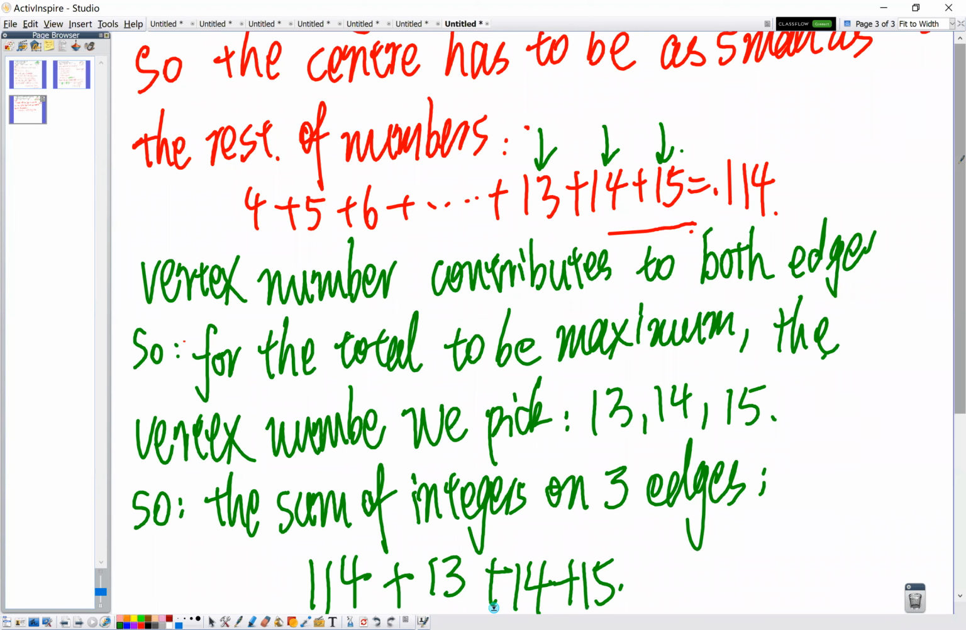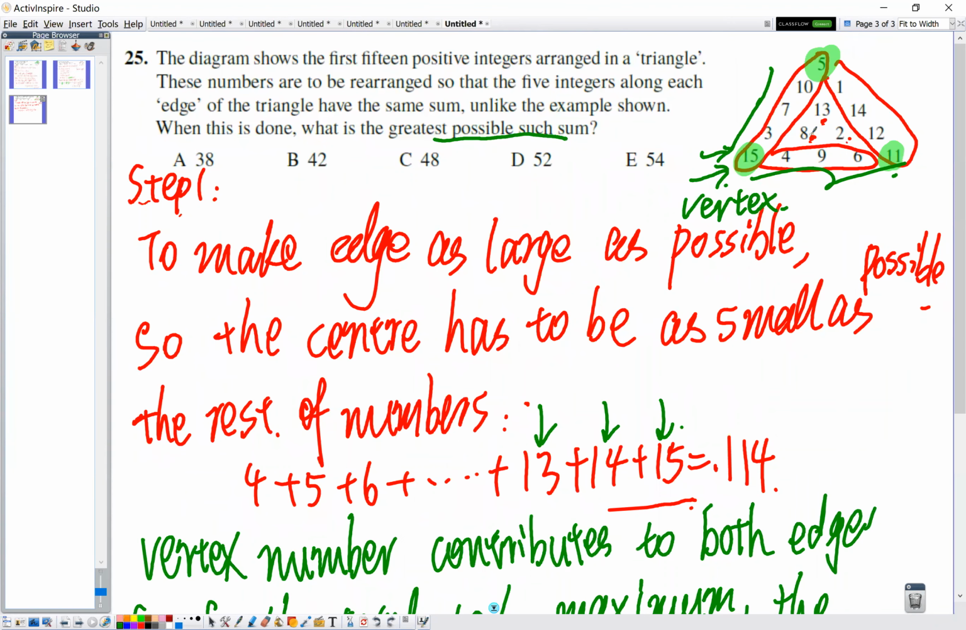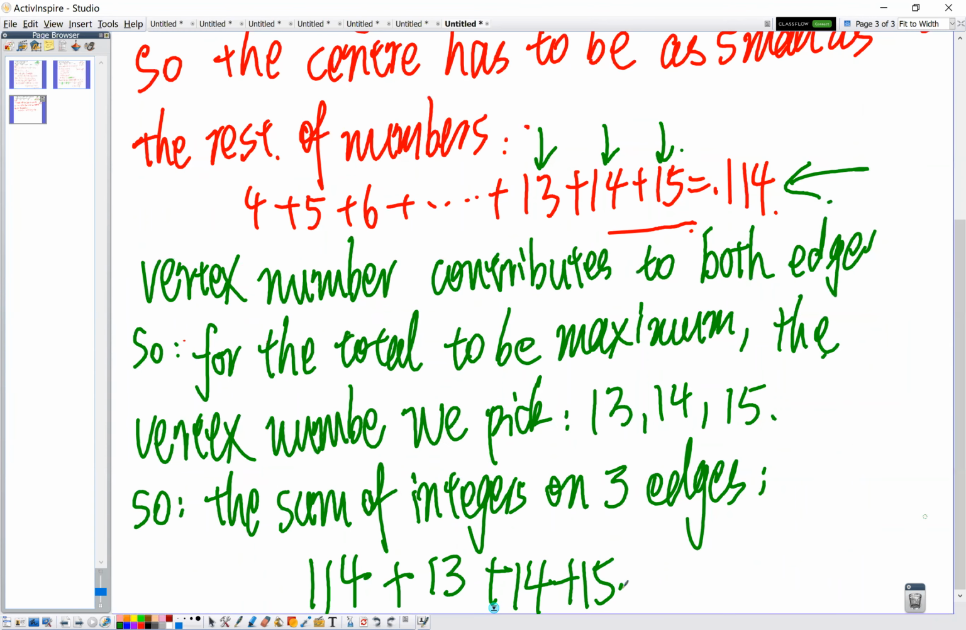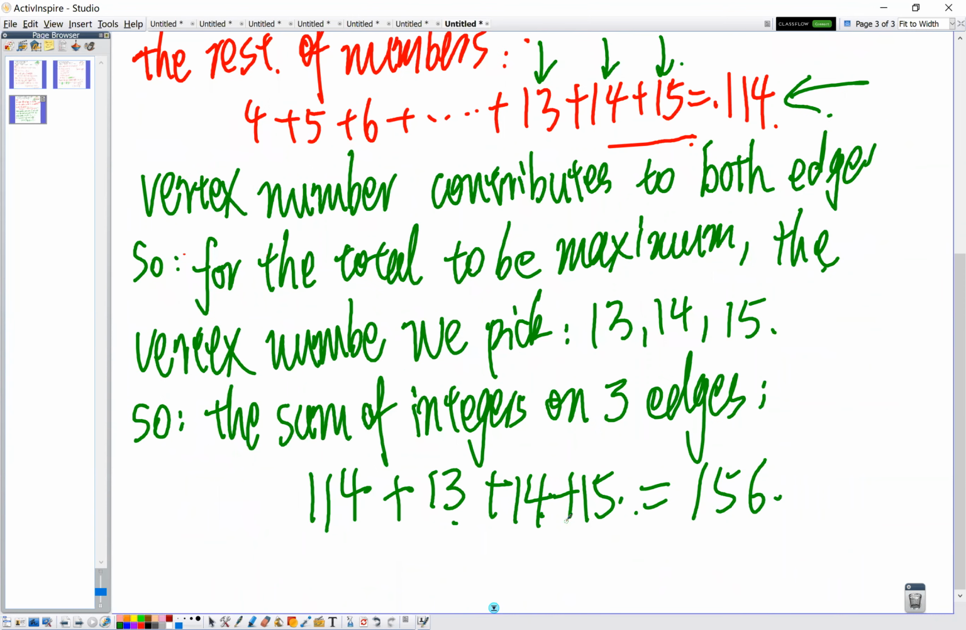Why is that? Because before we said all the rest numbers apart from the middle 1, 2, 3, all the rest answers added together is 114. We also mentioned the green color ones, the corner ones, the vertex numbers, will be counted twice because they are shared with the corner number here. So for that reason, you add 13, 14, 15 again, because these 3 numbers will be counted twice. Answer 156. Good. So now this 156 is for 3 sides added up.